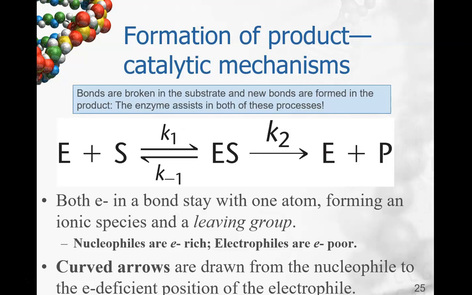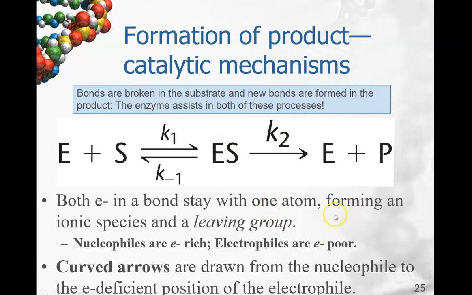All right, so now we want to form products. So we've got our enzyme and our substrate. We form the enzyme-substrate complex, but now we have to form product and we have to regenerate our enzyme. So the enzyme is going to do this too. We are going to break bonds in the substrate and form new bonds in the product, and the enzyme is going to help us out there.